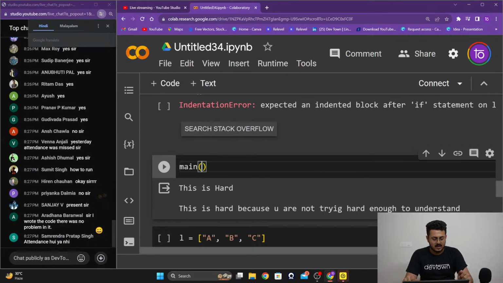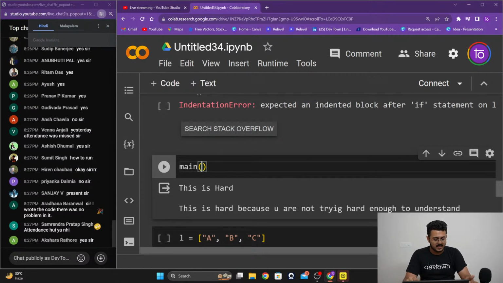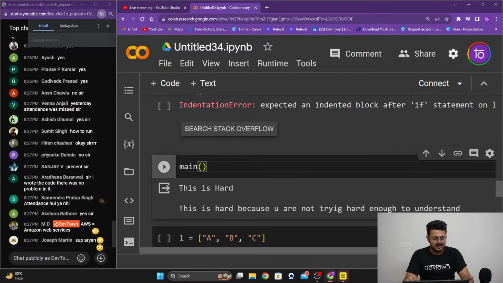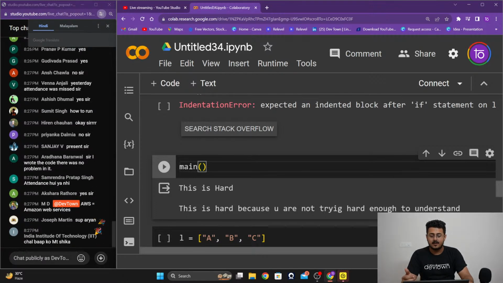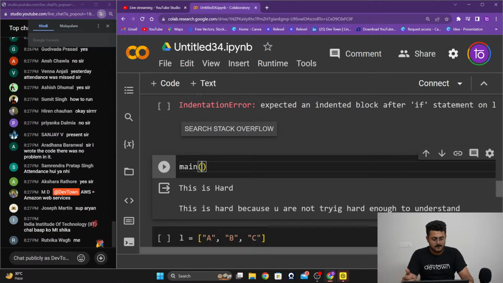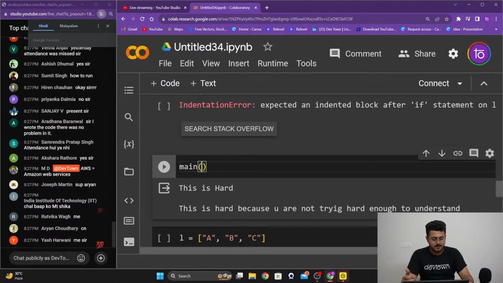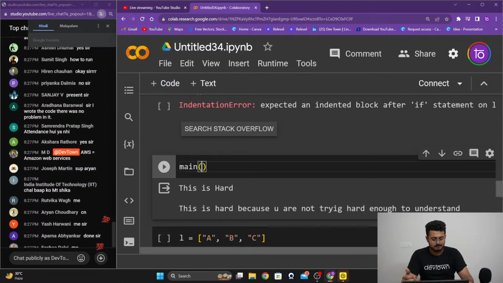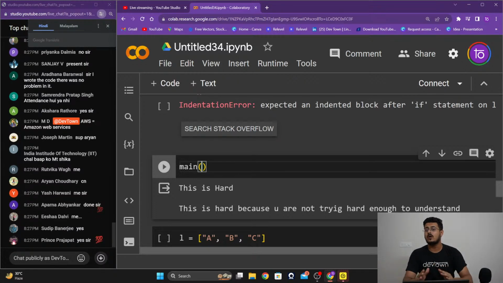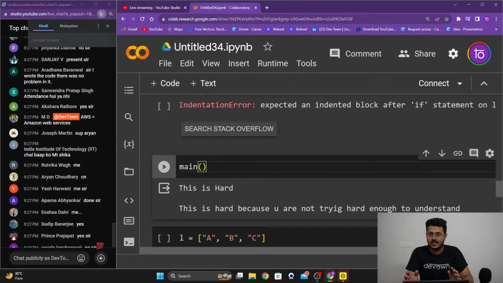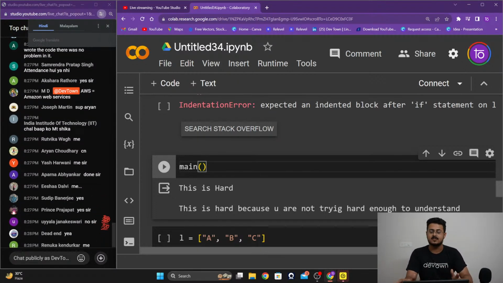Okay. I wrote the code. There was no problem, Aradhana. Very good. Anybody else, guys? Anybody else who completed the code properly? AWS, Amazon Web Services, absolutely yes. Okay, great. For those who have run the code correctly, congratulations. You're going on the right path itself.